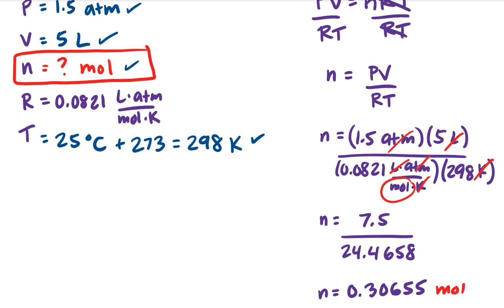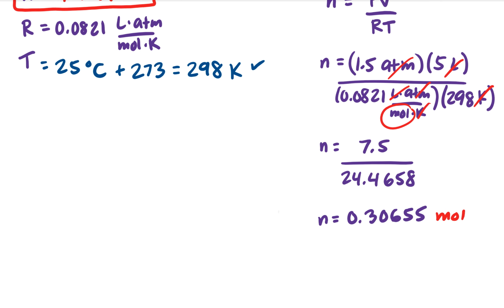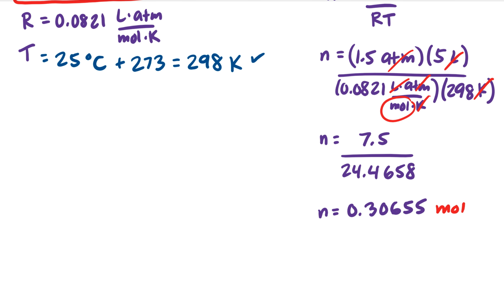Finally, rounding for sig figs. Again, go back and look at all the given numbers in the question itself. The fewest number of sig figs in this question is 2 sig figs. So we're going to round our answer here to 2 sig figs. Keep the 3, keep that 0, but there's a 6 behind it. So we're going to round up. 0.31 moles is our final answer.